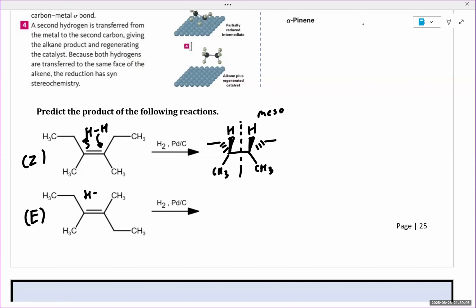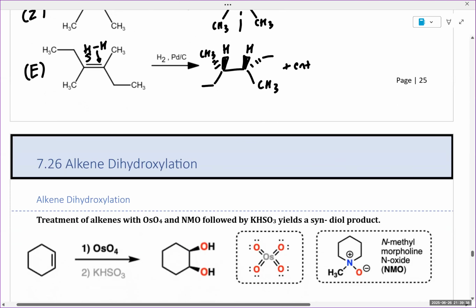By comparison, if we have an E-alkene, the hydrogens are both installed on the same face, but this time the ethyl groups are on opposite sides of the molecule. This molecule is no longer perfectly symmetrical. So for this one, you get this product plus the enantiomer. Wonderful. Let's keep going now.